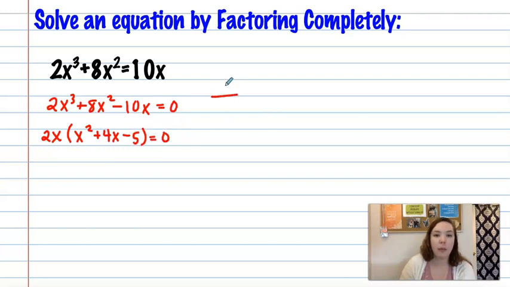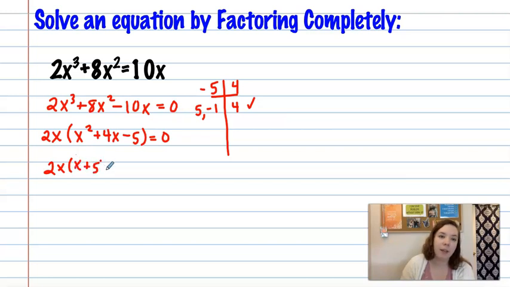And then here is where I would want factors of -5 that add to be 4. So it looks like I could do 5 and -1, and that would work. So I'll have my 2x out front, my x plus 5, and my x minus 1. And now I'm completely factored. I don't have any trinomials or polynomials left. I just have my set of 2 binomials and my GCF out front.